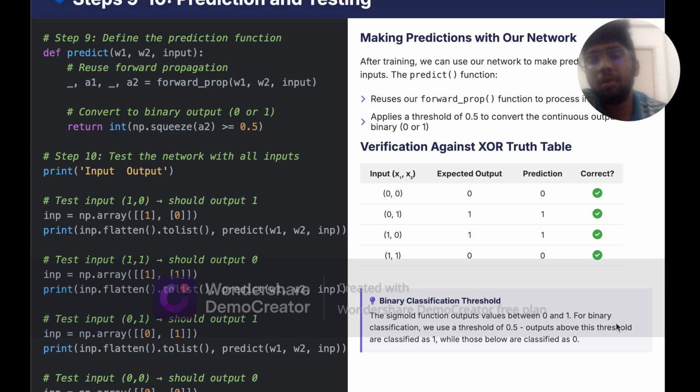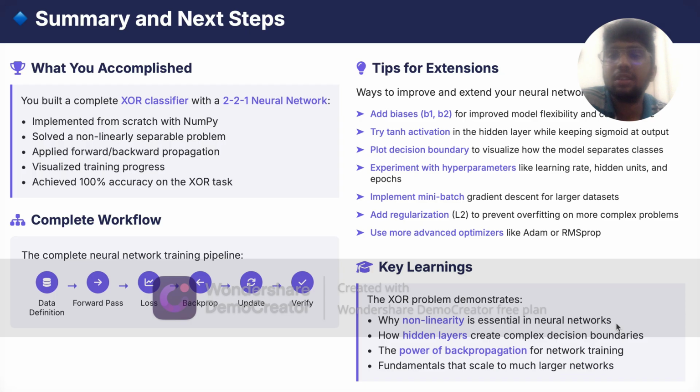In this problem, there are only 4 samples, but we still use 10,000 epochs because of the complexity of how it converges. So at last, this is the summary of what we have built.